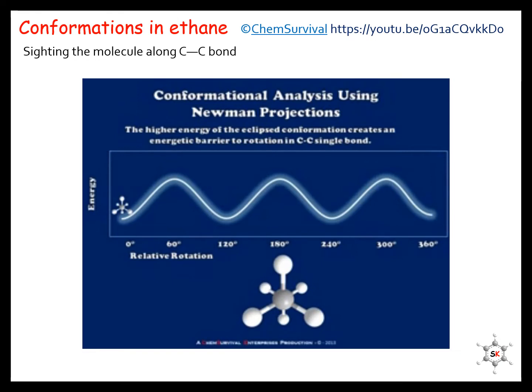But what if I rotate this carbon-carbon bond by 60 degrees? Notice what's happened now. My substituents are all directly in front of and behind one another. So we call this the eclipsed conformation because those substituents in the front are eclipsing those in the back. And in this conformation, they're as close together as possible and therefore have the greatest amount of steric repulsion. What this means is that having rotated this carbon-carbon bond by 60 degrees creates a higher energy rotameric state. In the case of ethane, this difference is about 12.5 kilojoules per mole.